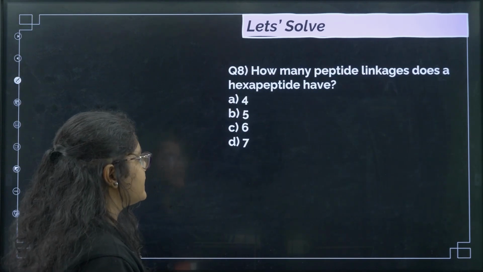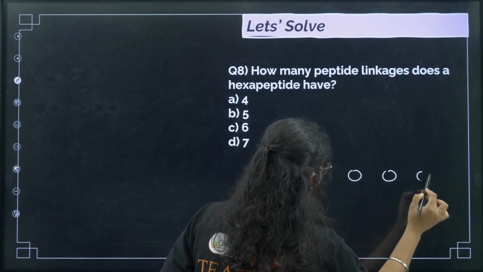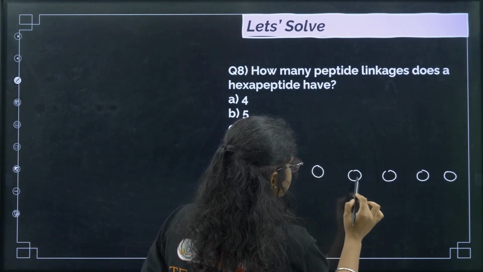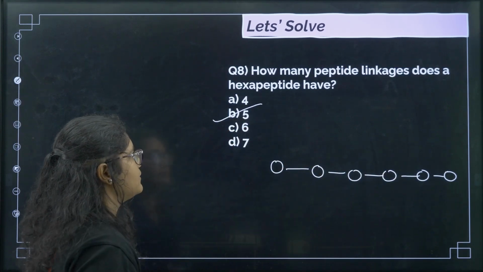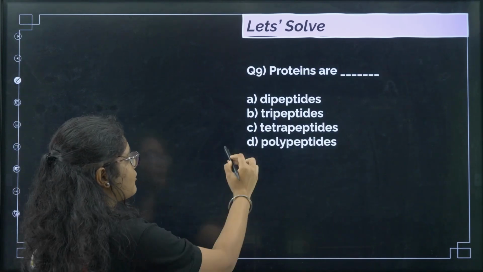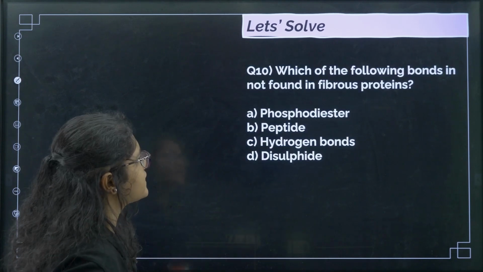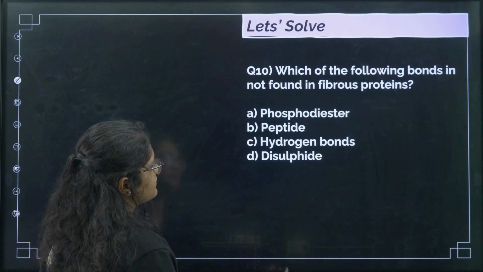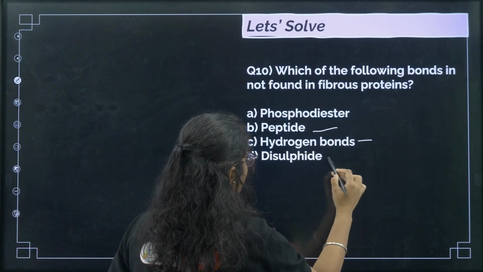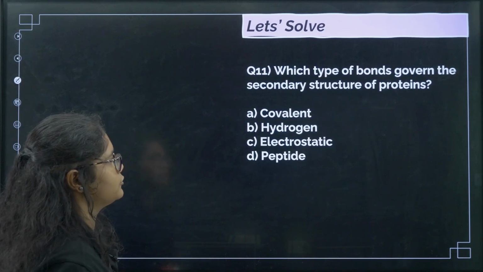How many peptide linkages does a hexapeptide have? Hexapeptide means there are 6 amino acids: 1, 2, 3, 4, 5, 6. So how many linkages will be there? 5 linkages, option number B. Proteins are polypeptides of greater than 100 amino acids. Next, which of the following bonds is not found in fibrous protein? Peptide bond is there, hydrogen bond is there, disulfide is there, phosphodiester is not found in fibrous proteins.